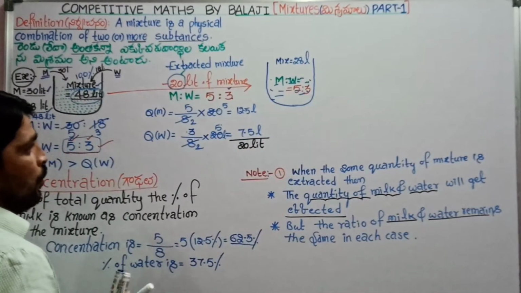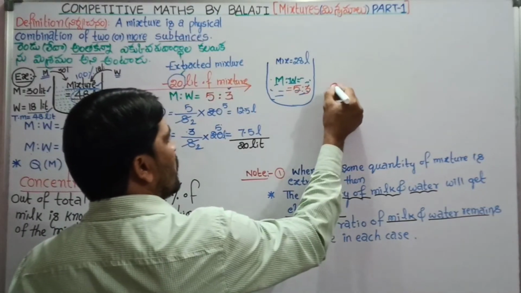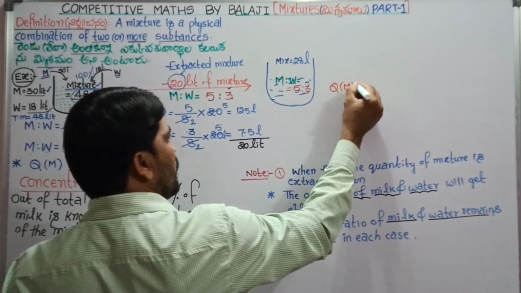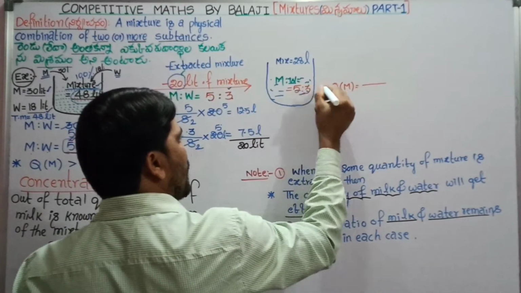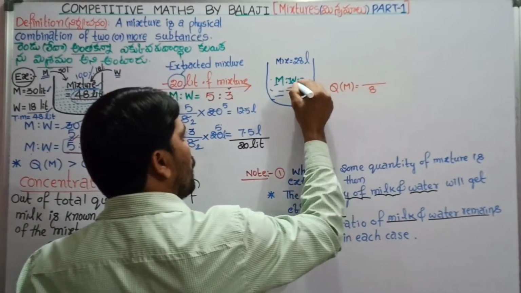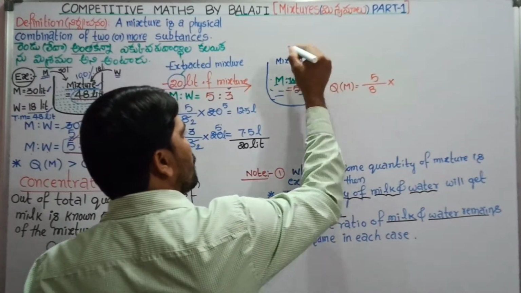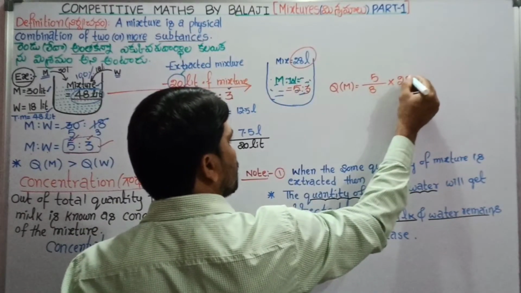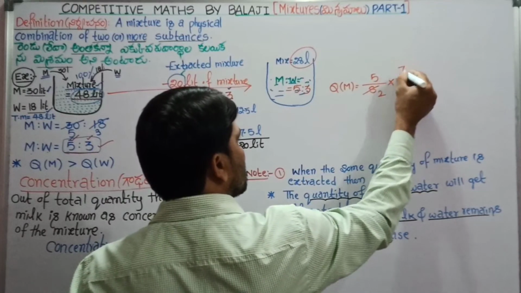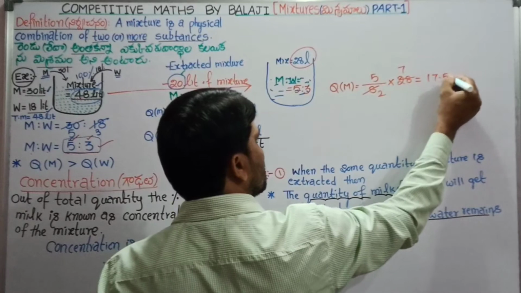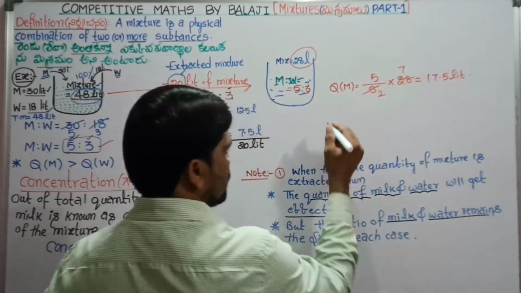Now let us find the quantity of milk in the remaining mixture in the vessel. Out of 5 plus 3, 8 units of mixture, 5 units are milk, into the volume of the mixture, 28. 4 2s are 8, 4 7s are 28. 7 5s are 35 by 2. That is half of 35, which is 17.5 liters.